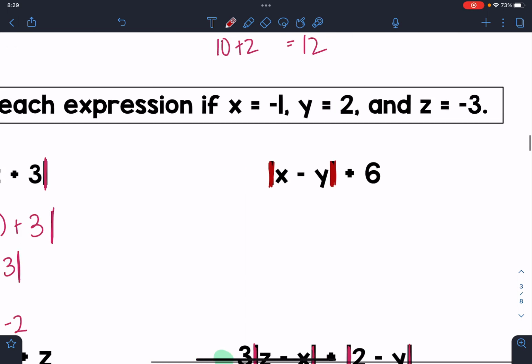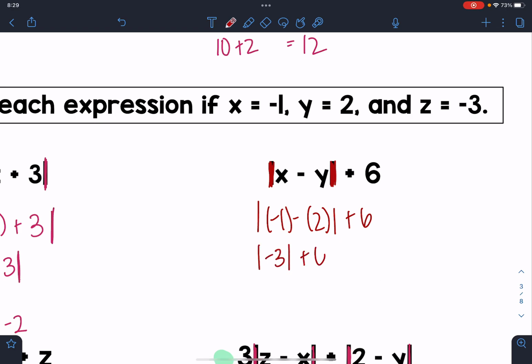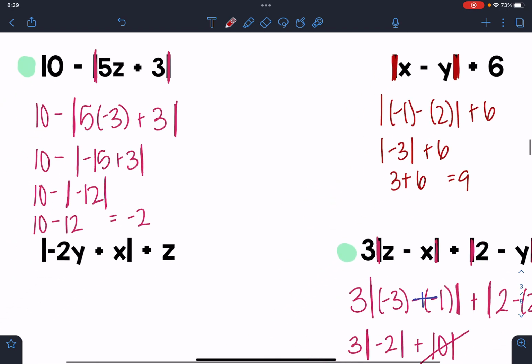Okay, so we should have had negative 1 minus 2 plus 6. So negative 1 minus 2 is negative 3 plus 6. So we make that positive. 3 plus 6 is equal to 9.